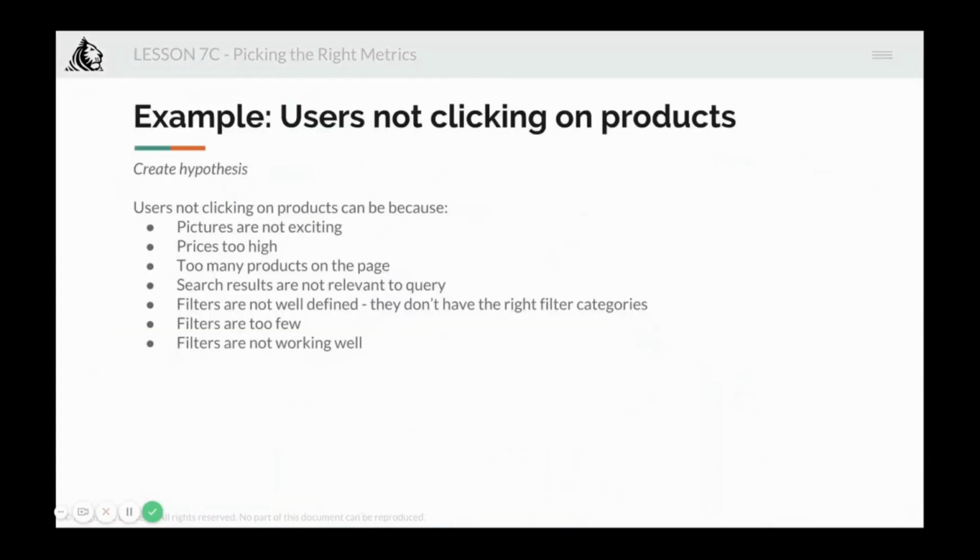So for example, users not clicking on products. Now you have to create a hypothesis around this. Users not clicking on products can be because pictures are not exciting, the prices are too high, there are too many products on the page, search results are not relevant to the query, or filters are not well defined, so they do not have the right filter categories. For example, filters are too few, filters are not working well, there are too many options, right? I can go on, but you get the drift. You lay out the possible suspects and have to quickly triangulate around what the main culprits can be.